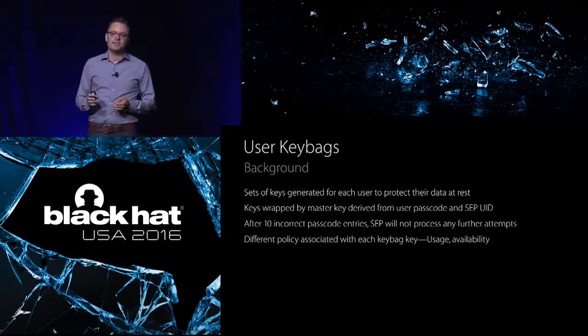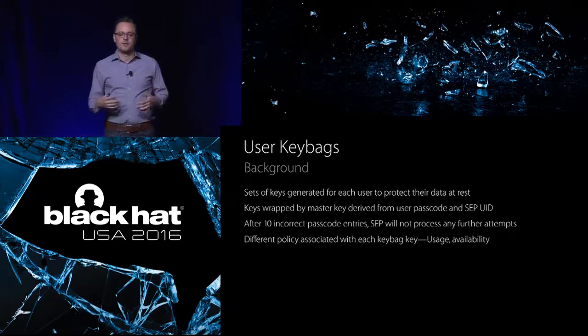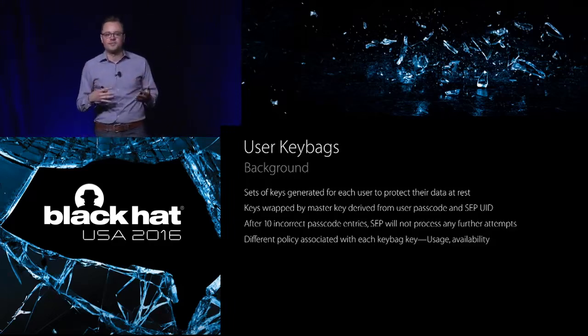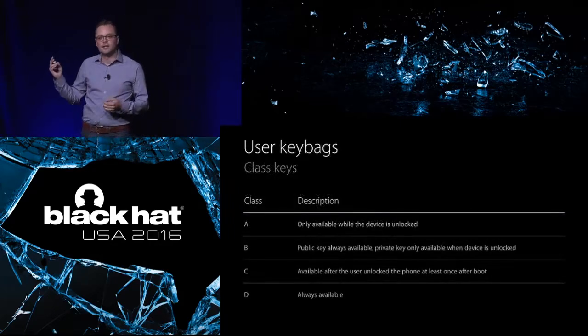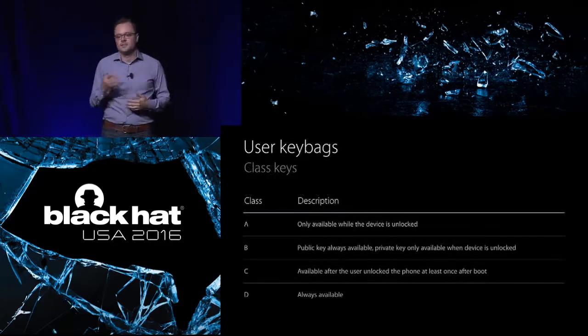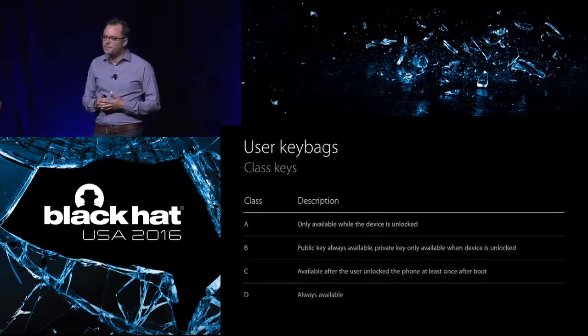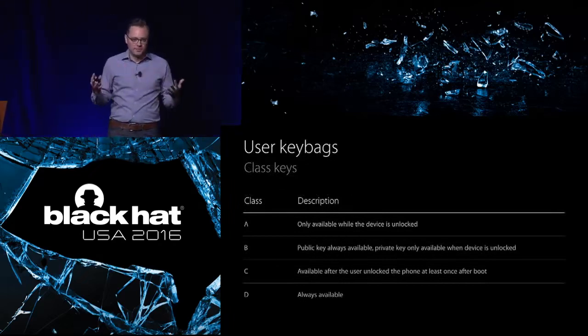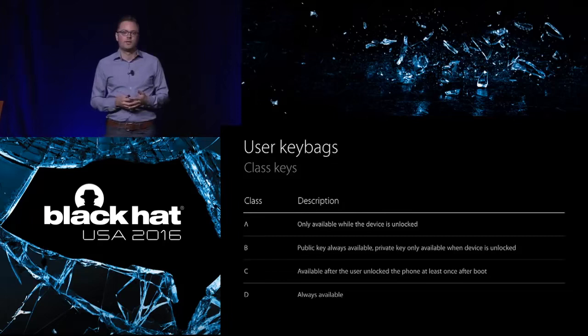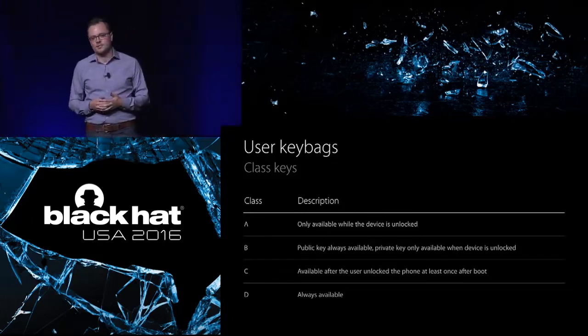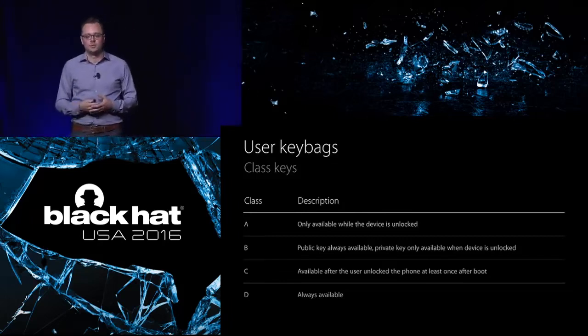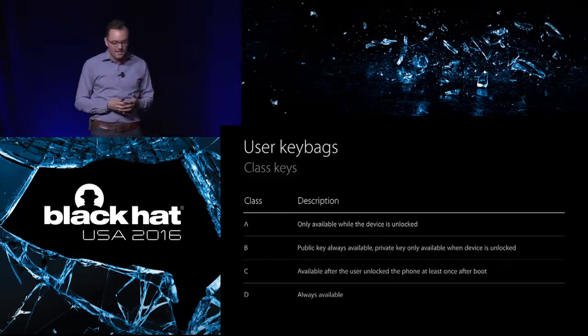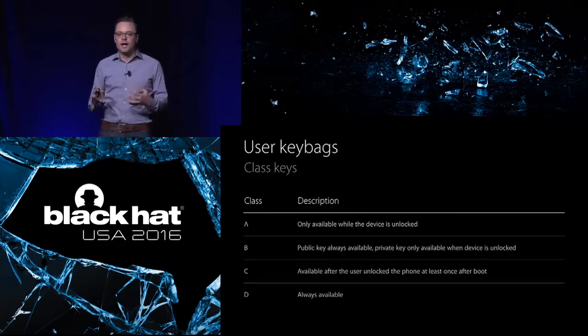Now, for the user key bag keys, I mentioned it's a set of them. This is because they're used for different purposes, and they're available at different times. So this is effectively the key list. They're class keys. We call them A through D. And some of these are keys that are always available when the system is running. And then some of them are only available after the user has unlocked their device at least once. And class A is stronger. These are only available while the user is actively using the unlocked device.